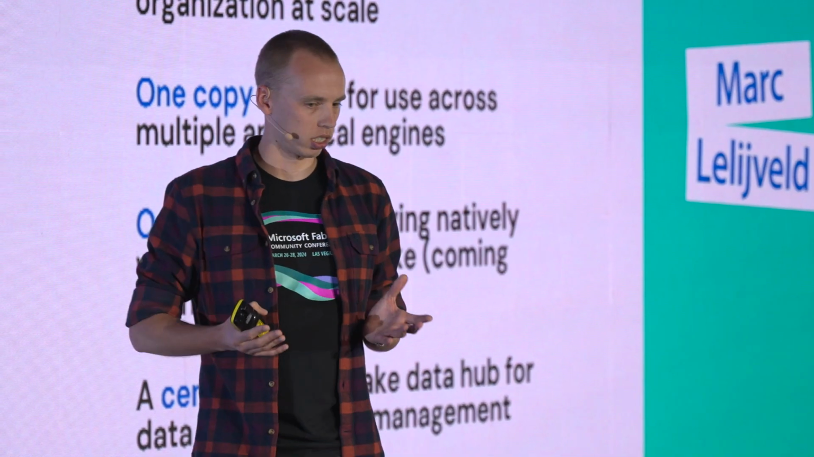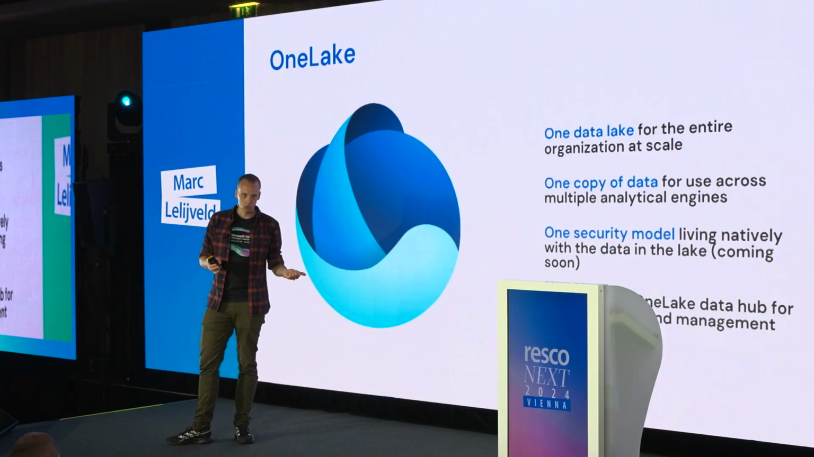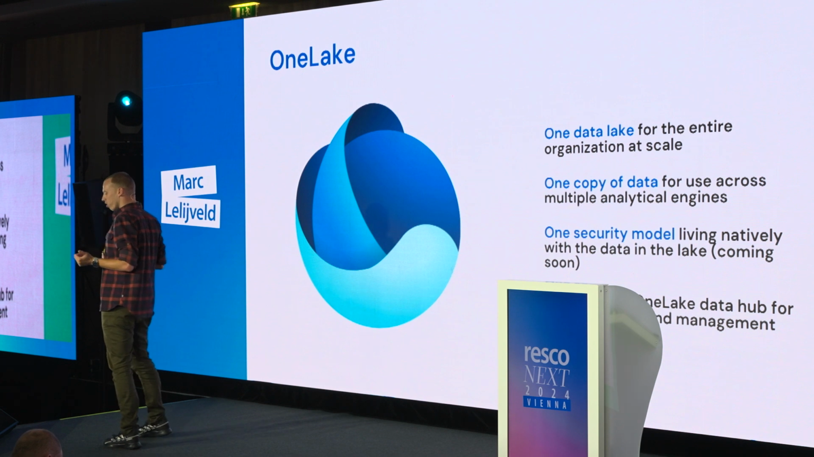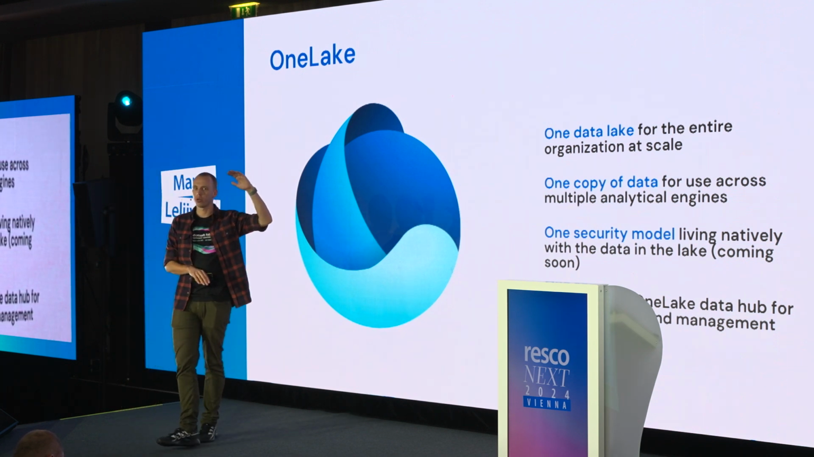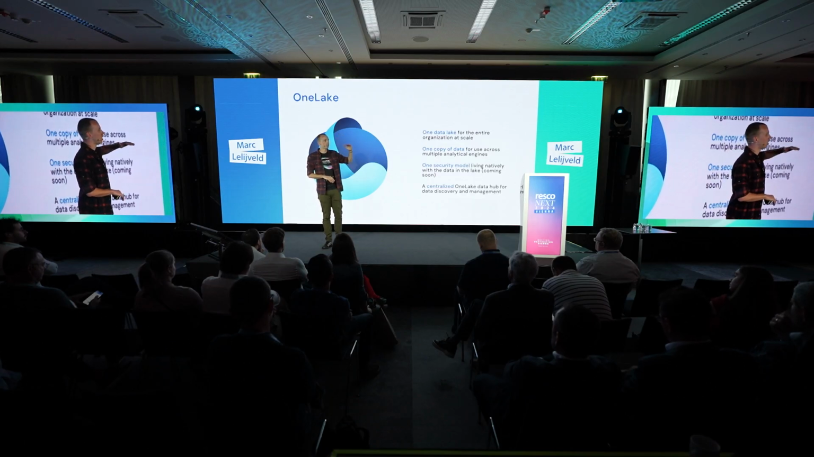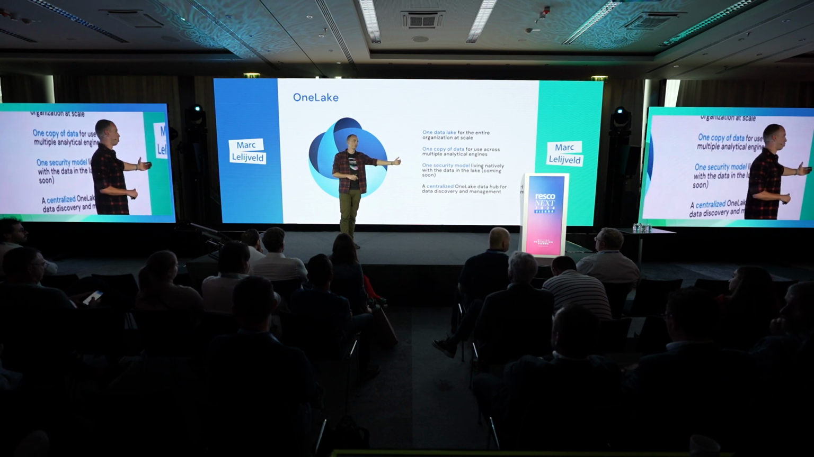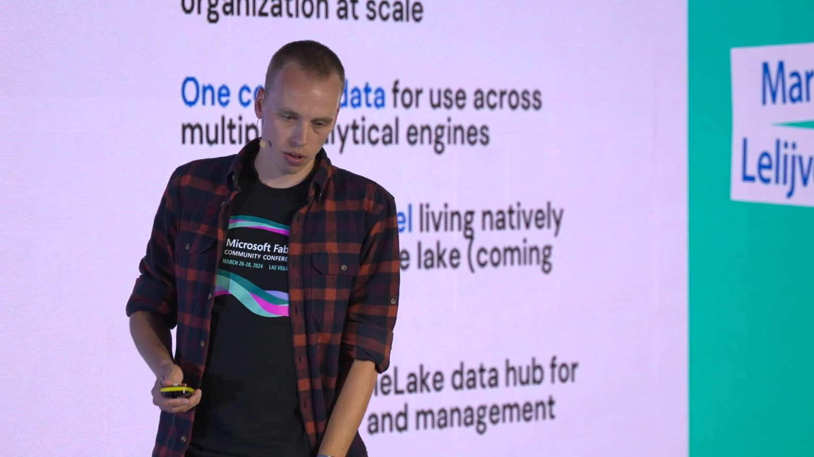So everything is virtualized. We have one security model, well, coming soon, defined soon. And there's a centralized data hub. And the data hub is sort of a catalog where you can browse through all your data. You can see what is the data you have access to, what is the data that you as a user can start consuming, and what other data products were already built by others that you can start consuming.